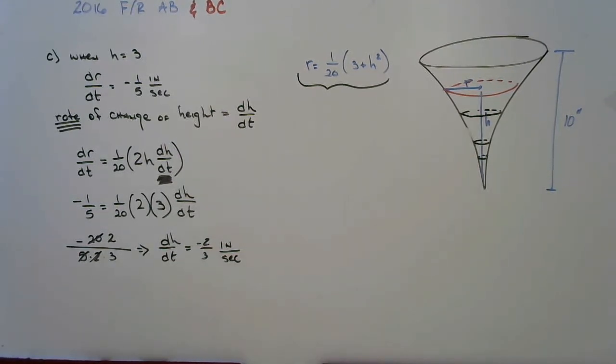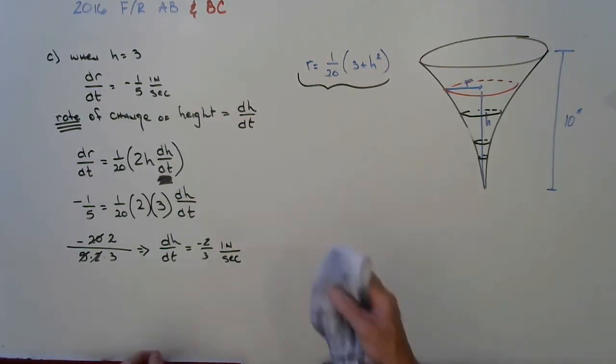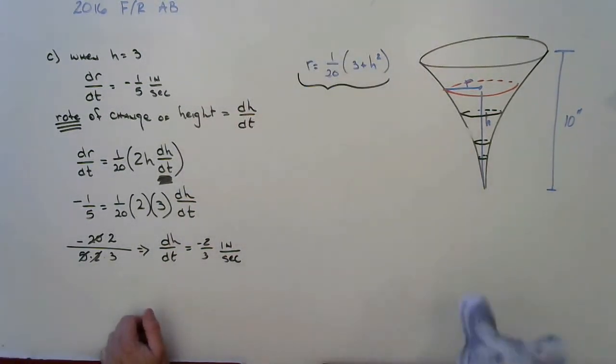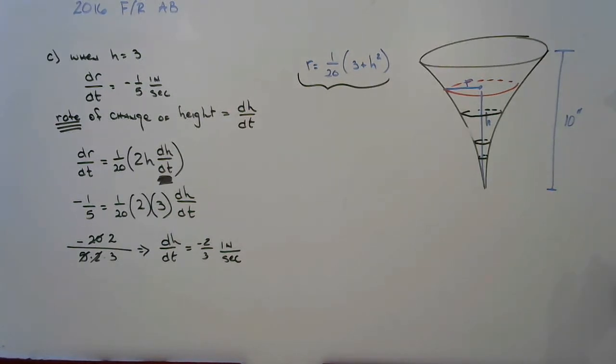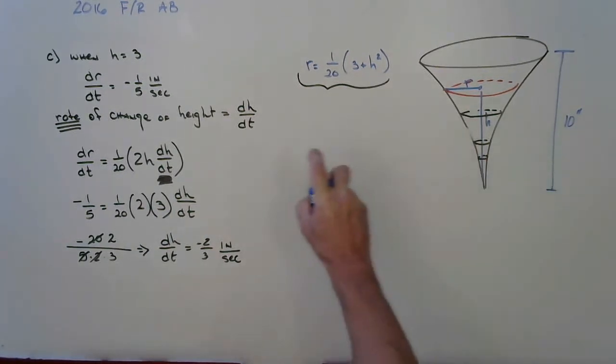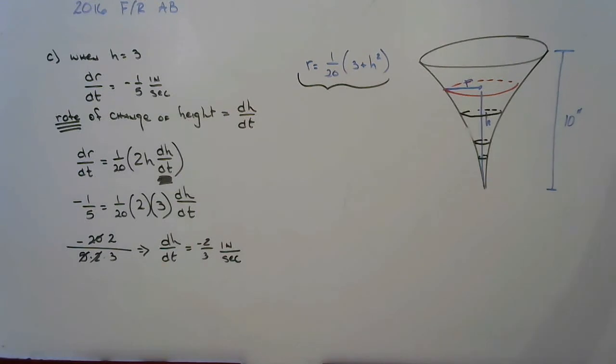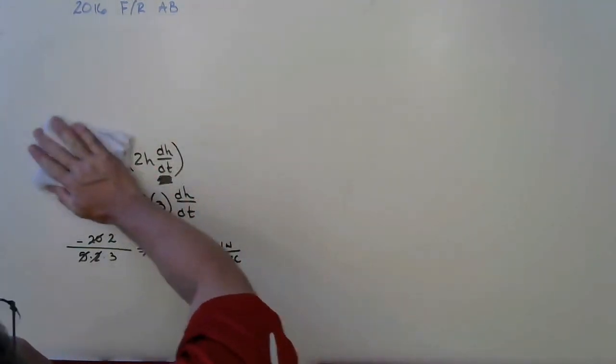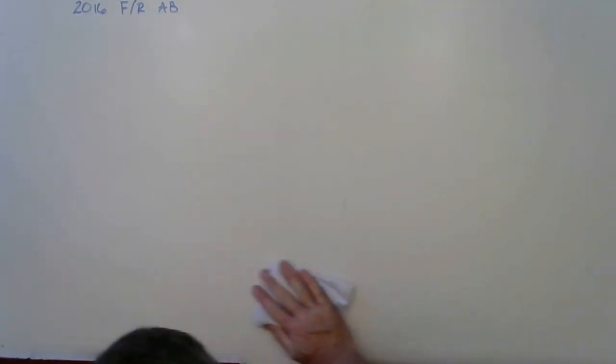Now, question number 6 is just going to be an AB question. So you BC kids, you can stick around to see how to do this question, even though it's not on your test. Or you can exit out of this video and go back to the BC video at this point. All right, so I'm going to erase this. Now we'll do question number 6.